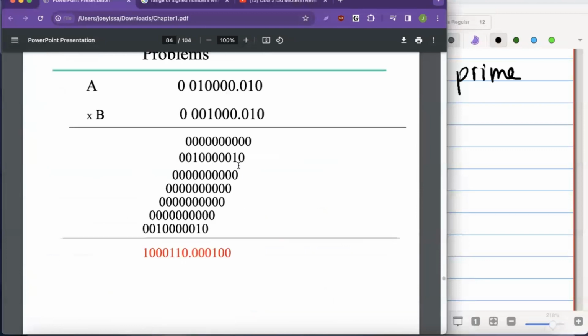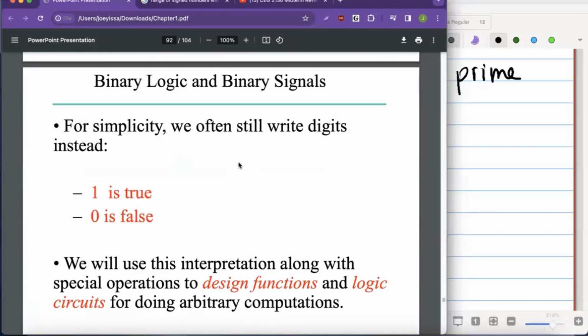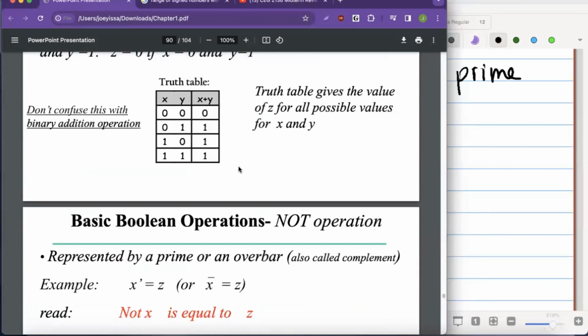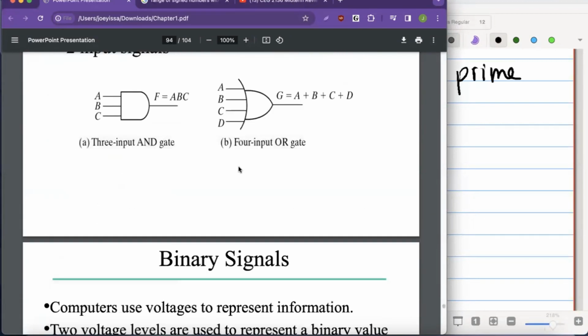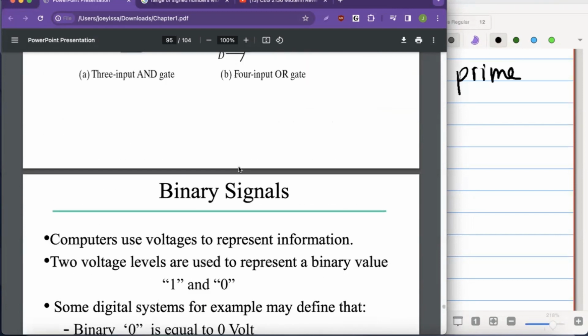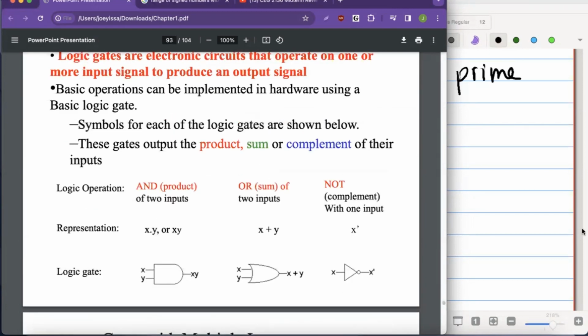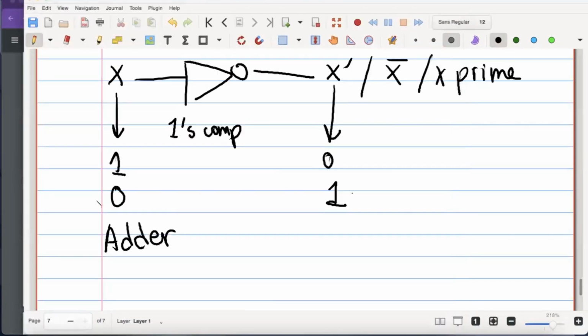You guys just did the same things as me. Basic Boolean operations. Yeah, it's discrete math. Logic gates are very fun. Maybe I cover logic gates just in case. So we did not. We're gonna do AND.